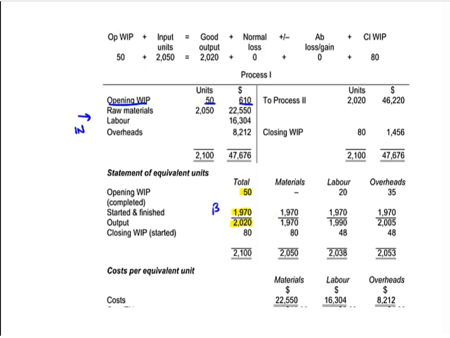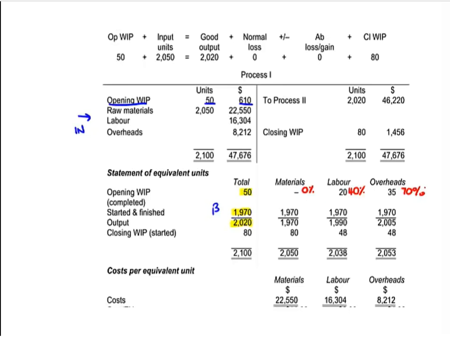The opening work in progress was 100% complete for materials, so that meant that there was 0% to complete. With regards to labour, it was 60% complete, so that meant that there was 40% to finish off. And for the overheads, it was 30% complete at the start of the period, so there was 70% to finish off. The number of units started and finished will be identical, because if they were started and finished, all of the stuff must have been done.